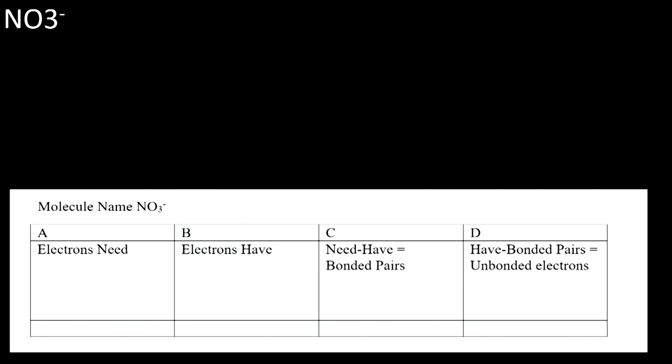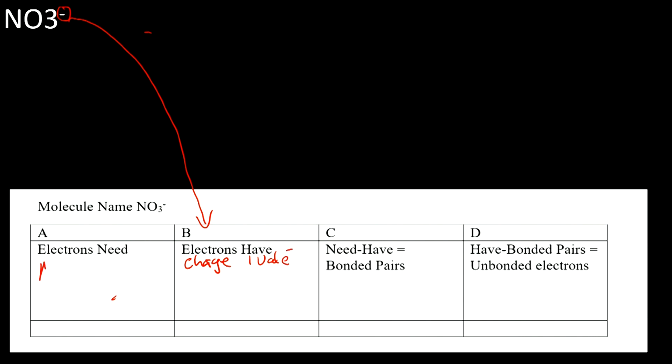So now I want to show you how to draw a polyatomic ion. Now, how do we know this is a polyatomic ion? We see NO3 and we see a negative sign up here. So what I would urge you to do is, as soon as you see a negative sign, go ahead and place it into column B. So the charge is -1, so that means that we have 1 valence electron based on our charge.